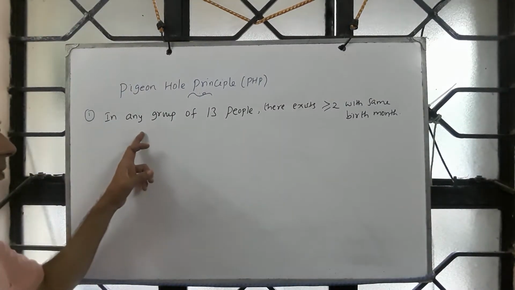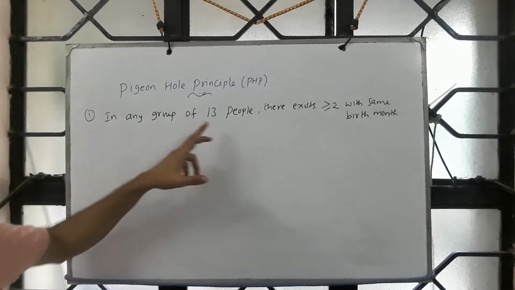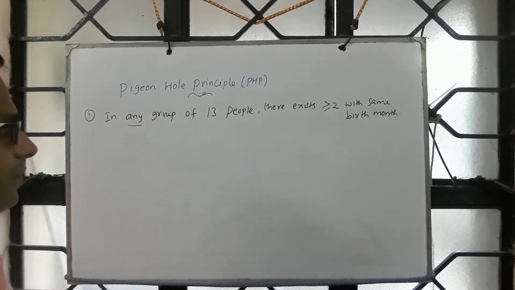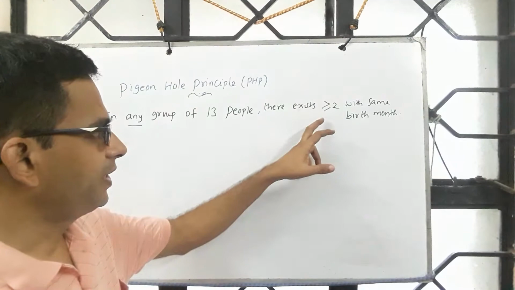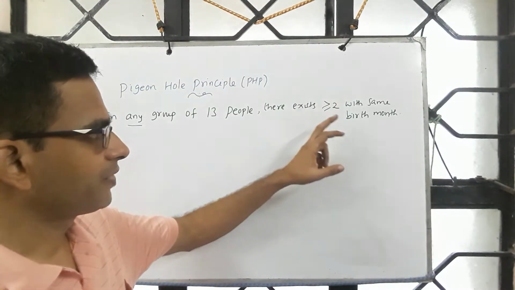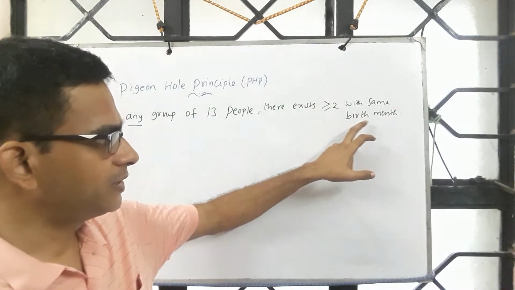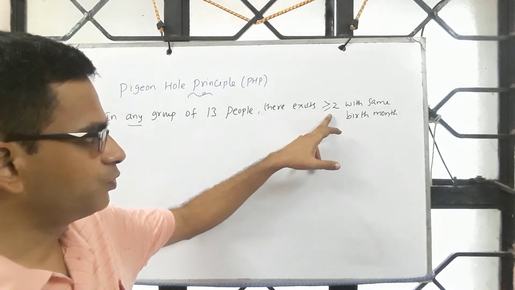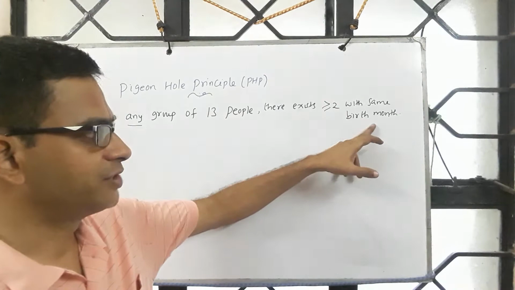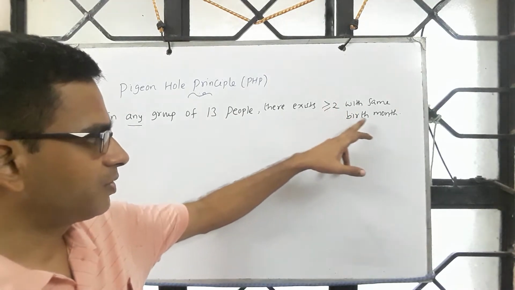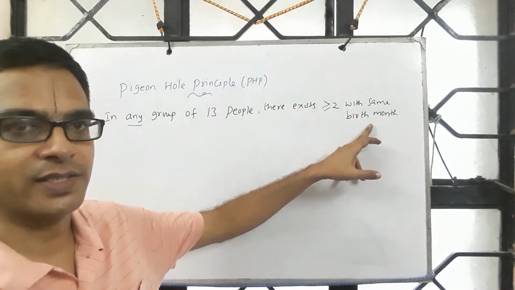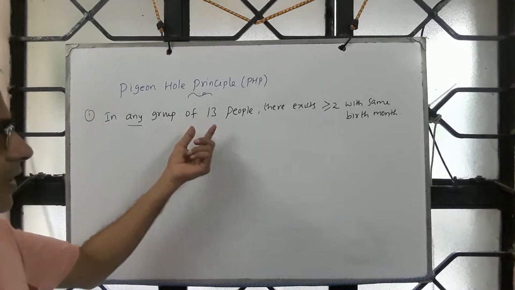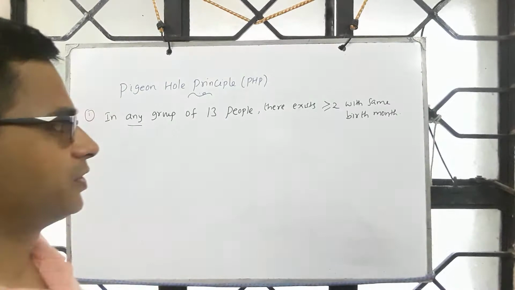So this problem says, in any group of 13 people, you find at least 2 with the same birth month, meaning at least 2 of them born in, say, January, or at least 2 of them born in, say, August. So in any group of 13, this claim is true.